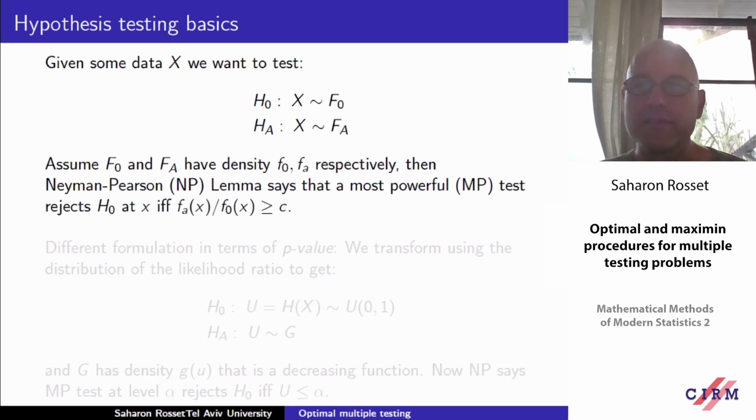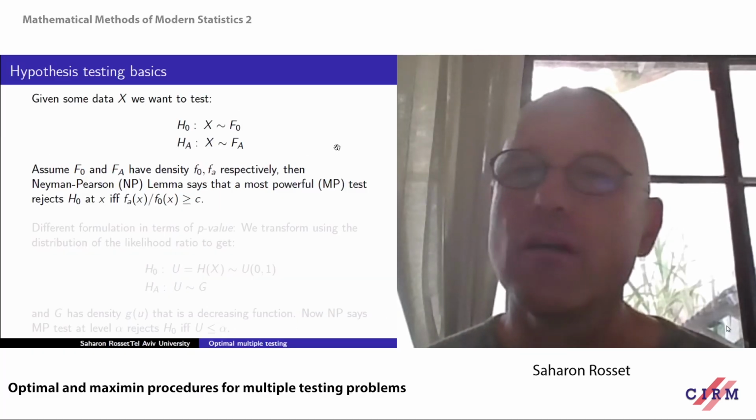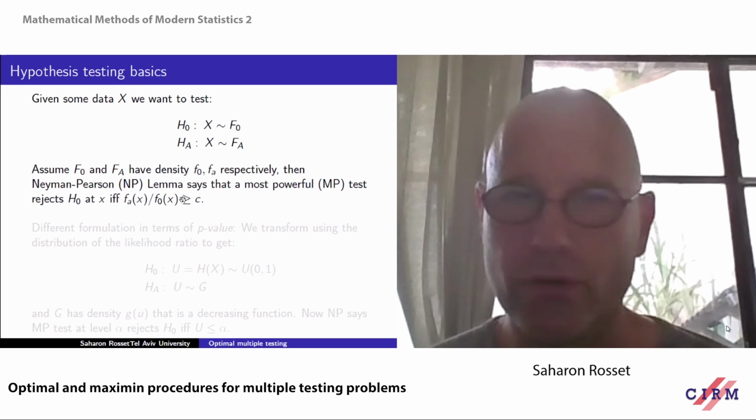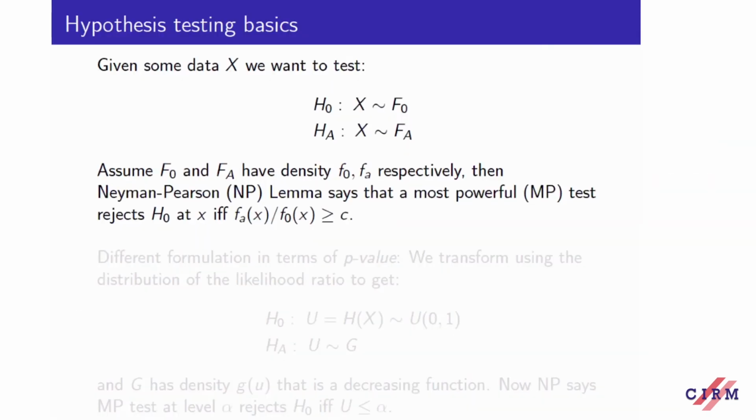And if the distributions have densities, the Neyman-Pearson lemma tells us that the best possible, most powerful test is to reject for high values of the likelihood ratio, which is the ratio of the densities. So the optimal rejection region is to reject for high values of this likelihood ratio statistic.